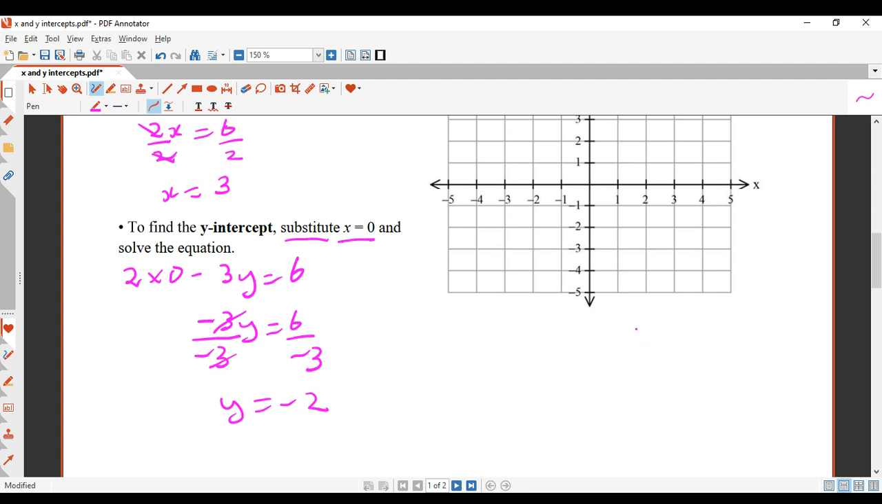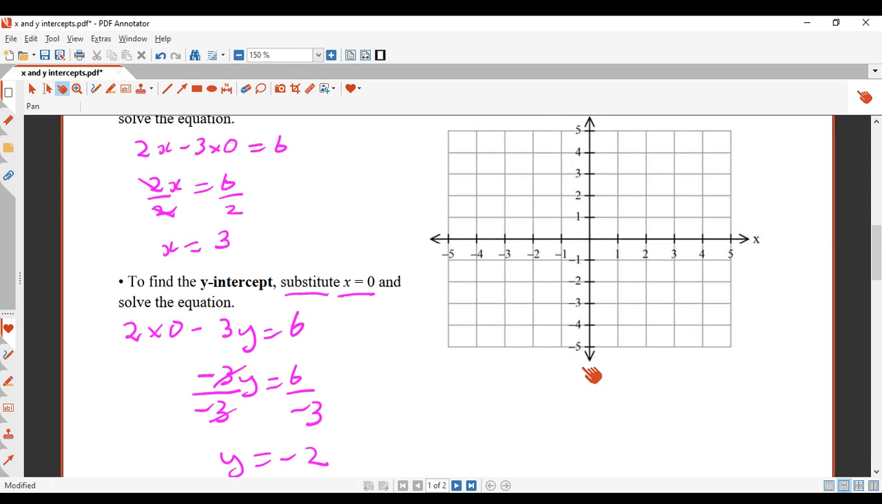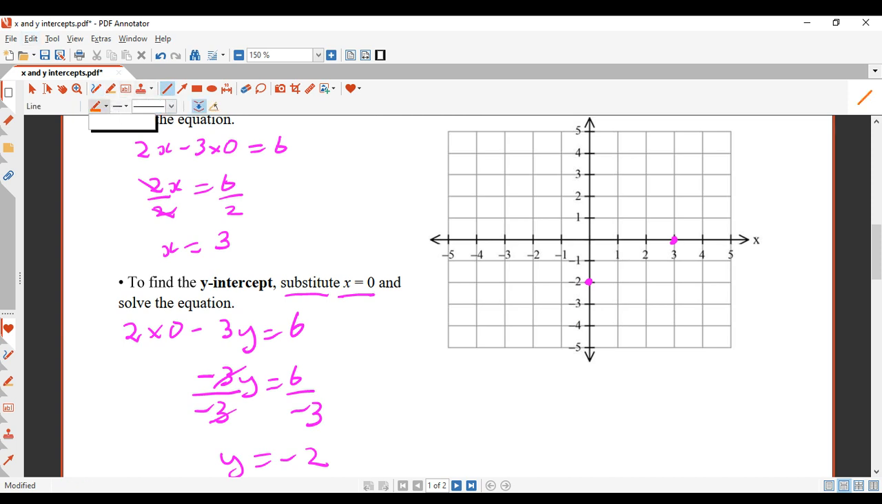Okay, so now we're in a position to plot those two intercepts and then draw the line. So x equals 3. I'm going to put a little dot at x equals 3. That's the x-intercept. And y equals negative 2. That's down here. So those are my two intercepts. And then you're going to draw a line right through those 2 points.